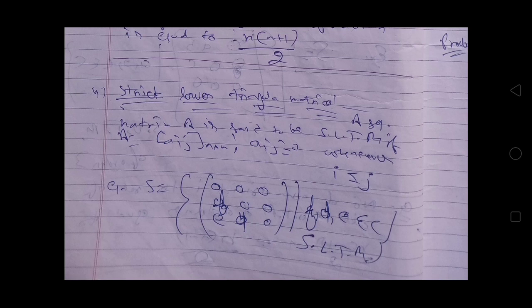In this case, all the diagonal entries are zeros. You can also see this example in which all the diagonal entries are 0 and all the entries above the diagonal line are also 0. Here F, D, E belong to complex numbers.